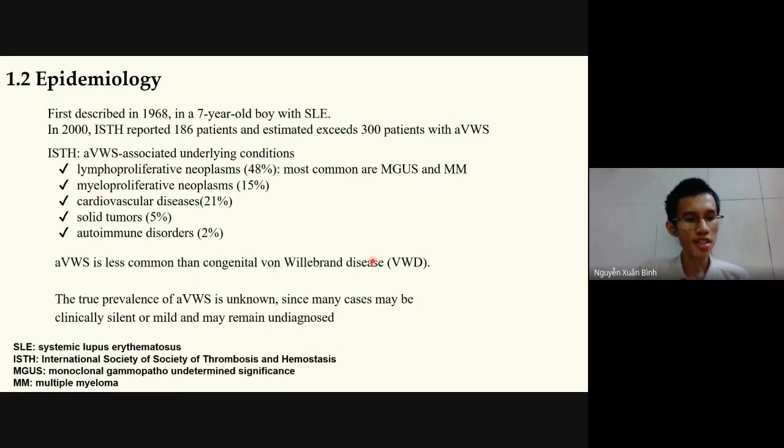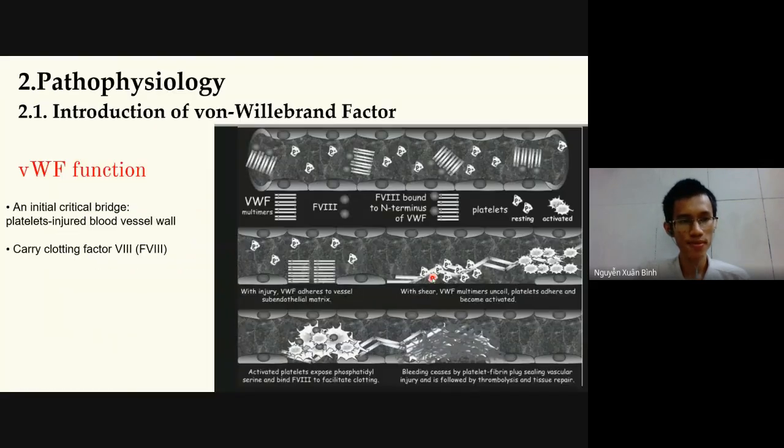The true prevalence of acquired von Willebrand is unknown, and the clinical presentation of acquired von Willebrand syndrome may be silent or mild, and the doctor may leave it undiagnosed. That means a doctor who does not belong to hematology may miss the patient with a bleeding disorder, but they can diagnose it. They have acquired von Willebrand syndrome.